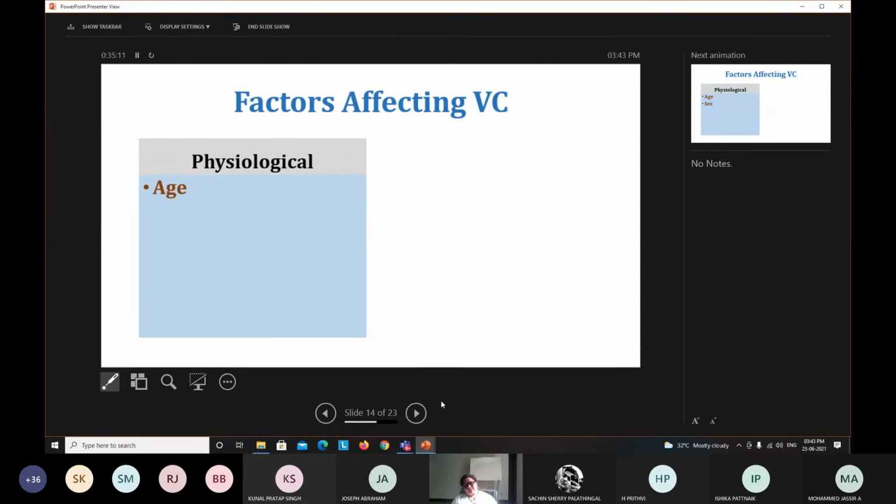As I said, age is an important factor. So as age advances, in older people, you find the vital capacity is quite less compared to adults or middle-aged people. This is because there is a loss of elasticity of the lungs in aged people, and also muscle strength decreases. As I clearly told you, it is mainly going to measure the muscle. So in old age, compared with younger people, definitely the vital capacity is going to be less.